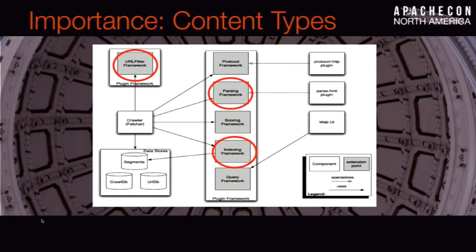Another importance of content types, this is more the search engine use case. This is a canonical architecture for search engines. A search engine has a protocol framework to download URLs across FTP or HTTP or various things. It's got a parsing framework to extract text and metadata from URLs. It's got an indexing framework or relevancy framework, and a URL filtering framework to decide whether to go after a URL or not. There are many places, I've circled three here, in which being able to detect the content type, or the file type, is really important.